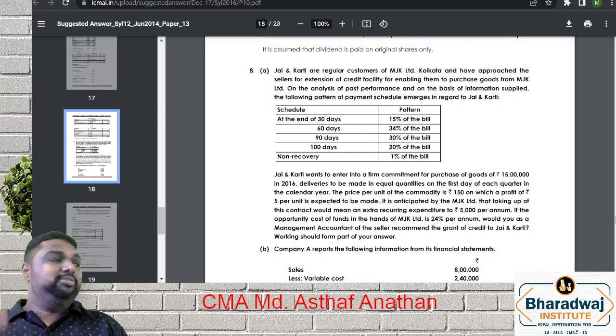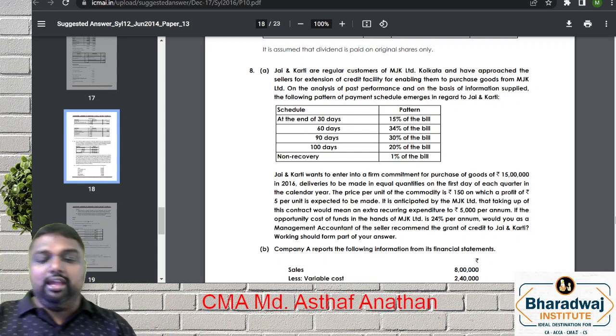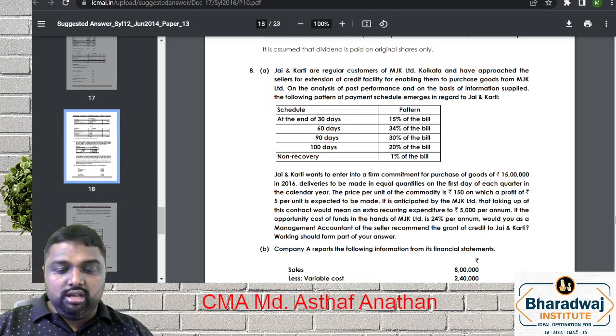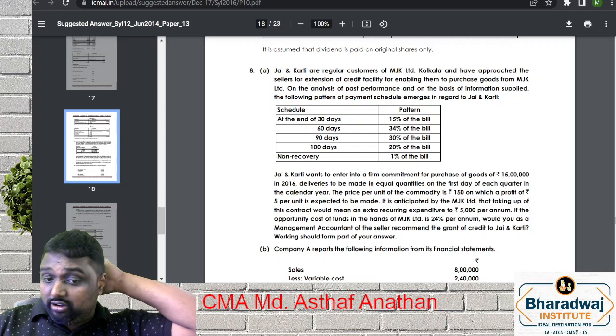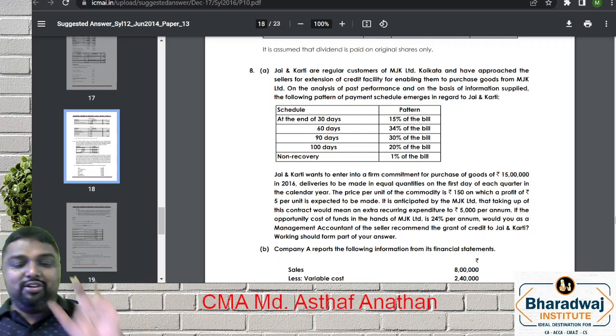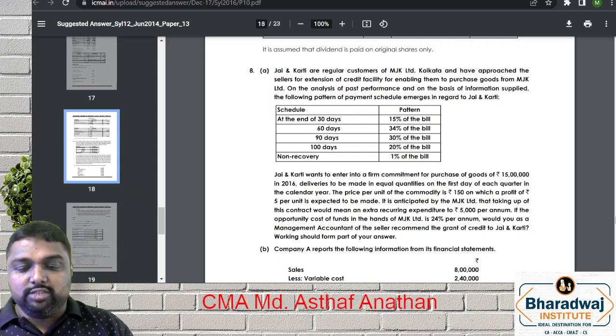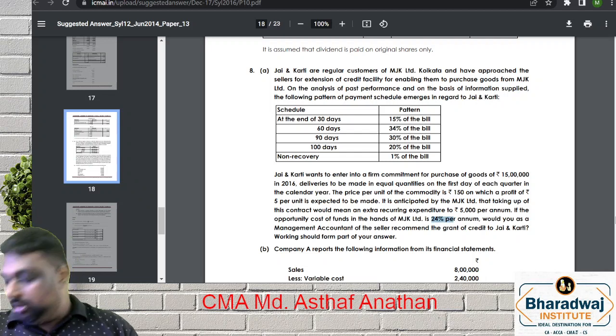Jai and Karthi want to enter into a firm commitment for purchase of goods worth rupees 50 lakh. So the sales is for how much amount? 50 lakh. Delivery to be made in equal installments on the first day of each quarter. The price per unit of the commodity is 150, where the profit you will get is what? So the question is very clear. You will get a profit of what? 5 rupees. It is anticipated to take up the contract for recurring expense of 5,000. If the opportunity cost is 24,000, would you make the commitment or not?